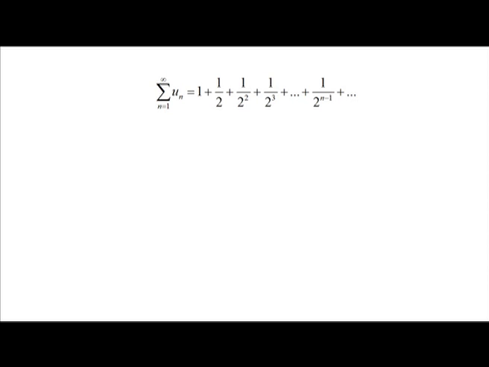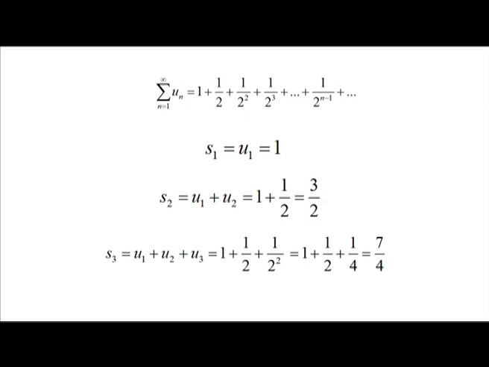The first partial sum is given by S1 equals u1, which is equal to 1. The second partial sum is given by S2 equals u1 plus u2, which is equal to 1 plus 1/2, which is equal to 3/2. The third partial sum is S3 equals u1 plus u2 plus u3, which is equal to 1 plus 1/2 plus 1/2 square, which is equal to 1 plus 1/2 plus 1/4, which is equal to 7/4.